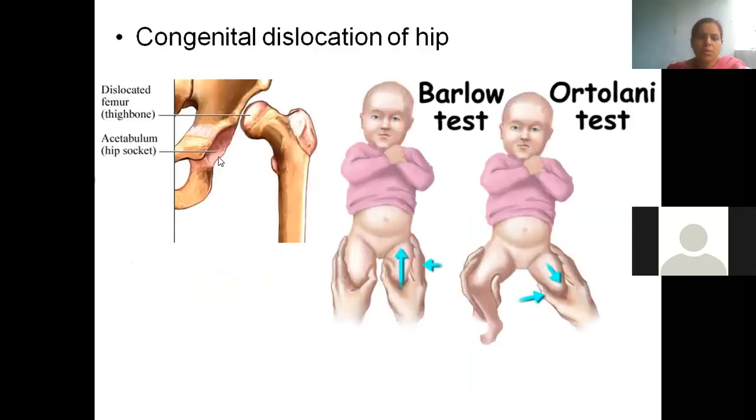Now, congenital dislocation of hip. It's a condition where the head of the femur is dislocated so badly it has moved out of the acetabulum and is resting above the acetabulum. Okay, so that is congenital dislocation. That means from birth itself you will see this type of dislocation may be there.